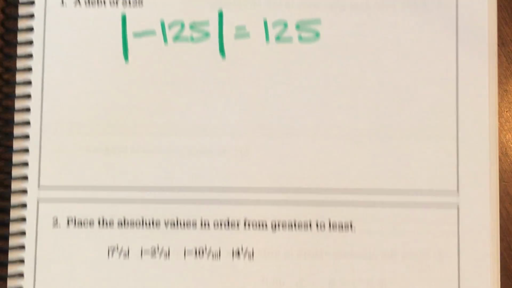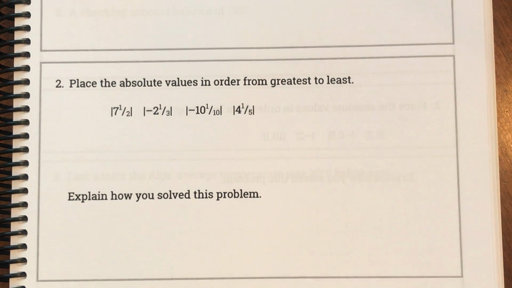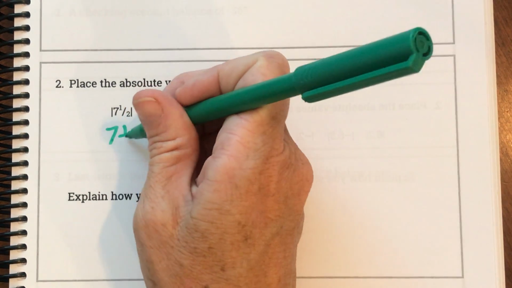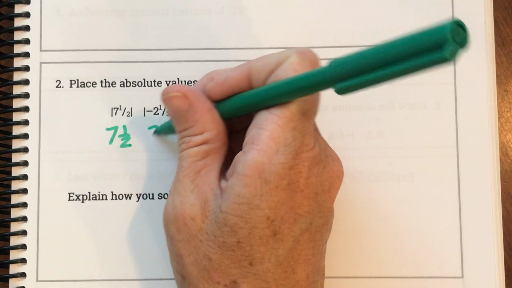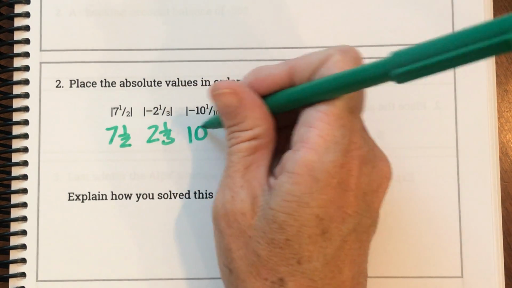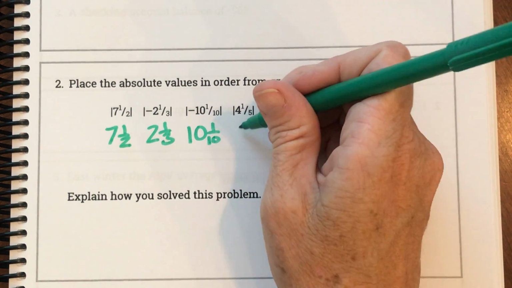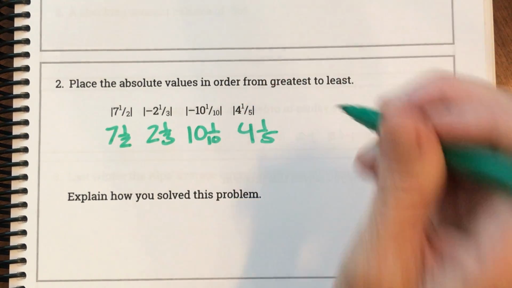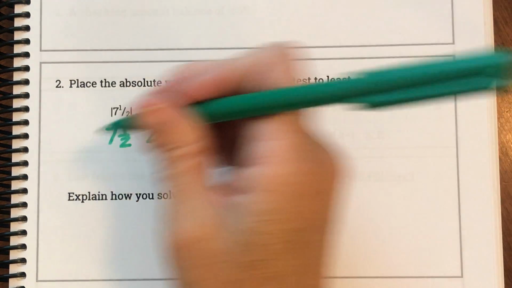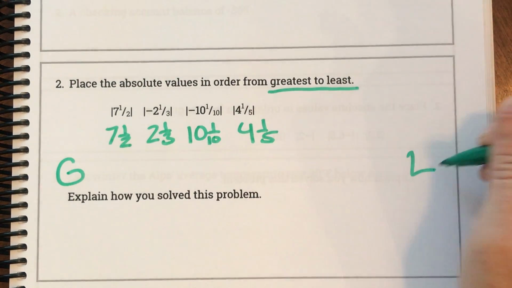Okay, let's look at number 2. So remember, absolute value, we don't worry about the negative because it just means how far it is from 0. So this is 7.5 spaces from 0. This one is 2 1/3 spaces from 0. This is 10 1/10 spaces from 0, and that is 4 1/5 spaces from 0. So pay attention, this time they want it from greatest to least.